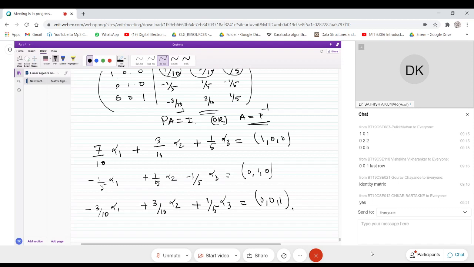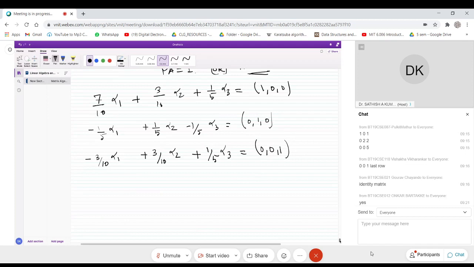So you can easily verify whether these equations are true or not, right? Because alpha 1, alpha 2, alpha 3 are given to you. You substitute here. Let us take the first equation and verify whether that is true or not. 7 by 10 into alpha 1. What is alpha 1?